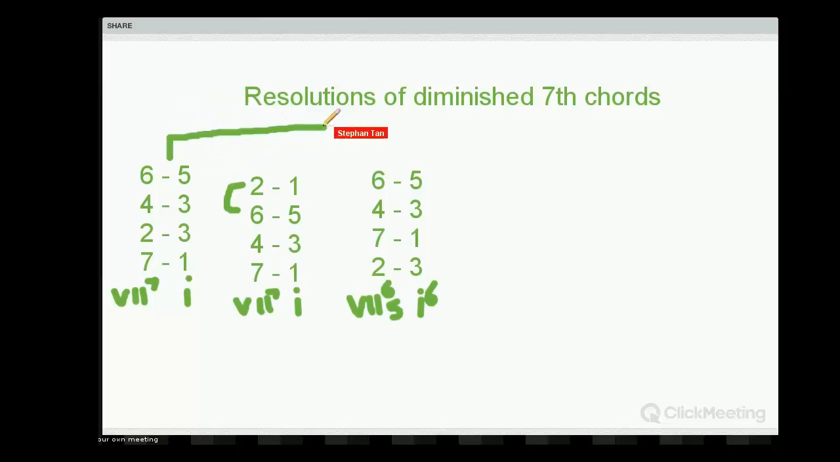Notice though that the first example and this third example here, the numbers are always the same, right? The number pattern is the same. It's just a different note being in the bass. So as long as you memorize this pattern here, you're going to be safe always. You'll be safe for every resolution of your diminished seventh chords. This is the only one really that's crucial for you to know.